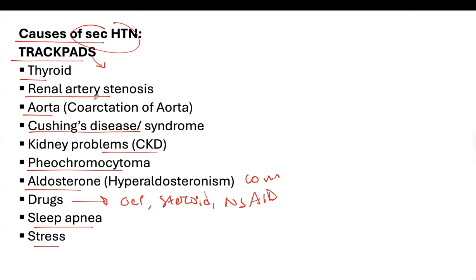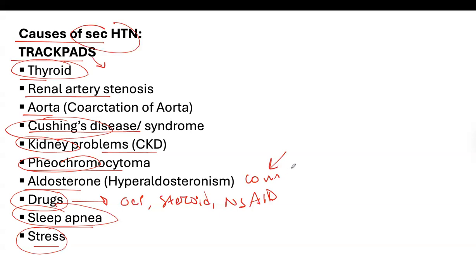Now from here, in the history, the only thing you can really ask is the thyroid questions. For Cushing syndrome, you might ask a little bit. Kidney problem, you can ask. Pheochromocytoma, you ask. Sleep apnea, you can ask some questions. Stress, medication, these are the only things you can ask. There is no question for Conn's syndrome. You can ask maybe about muscle weakness, that's it. Coarctation of aorta, no questions. Renal artery stenosis, no questions. These are usually examination findings.